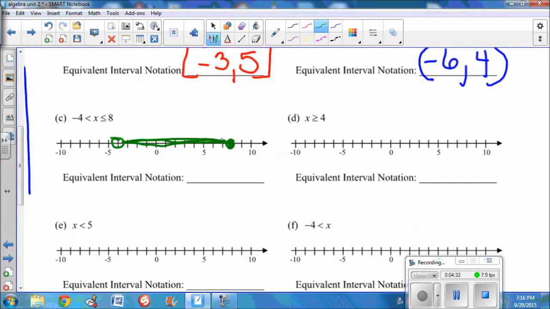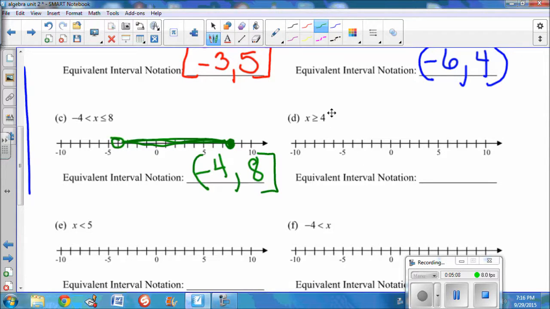So what does the interval notation look like for this? Let's write down our starting point, -4, and our ending point, 8. We're not including -4. So what's the symbol to not include for interval notation? It's a parenthesis. What's the symbol to include? Bracket. Always keep in mind, this is interval notation, and this is inequality or set builder notation. They're the same thing.